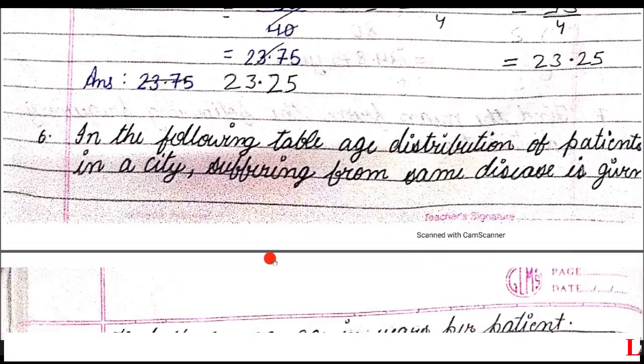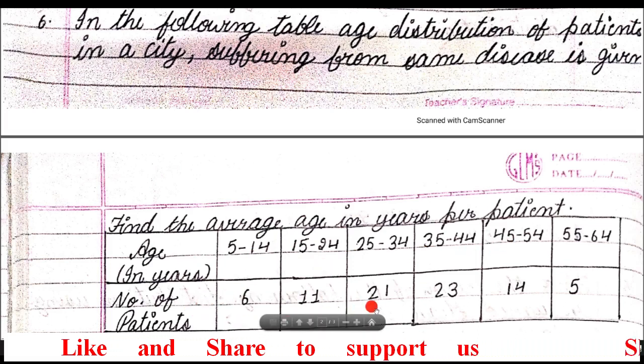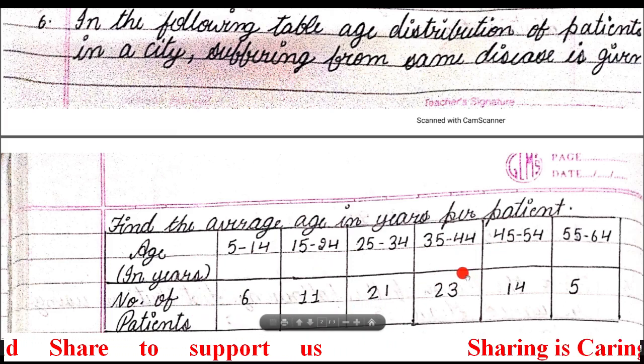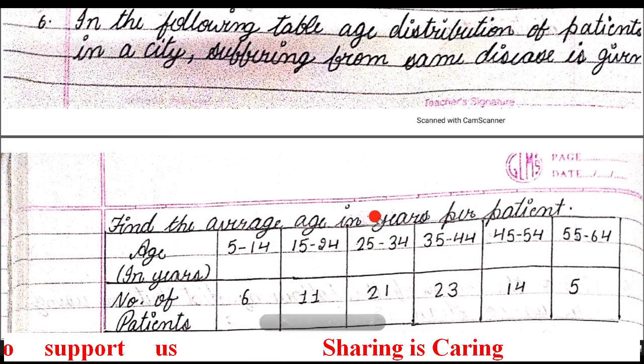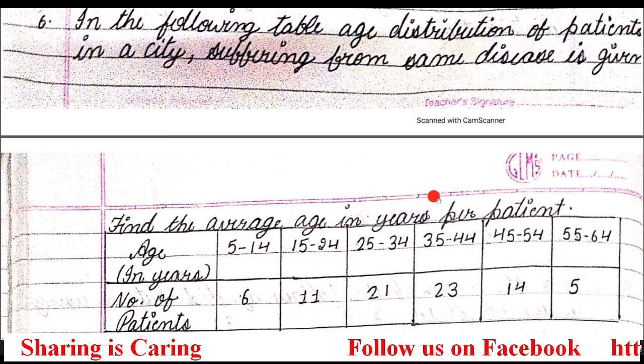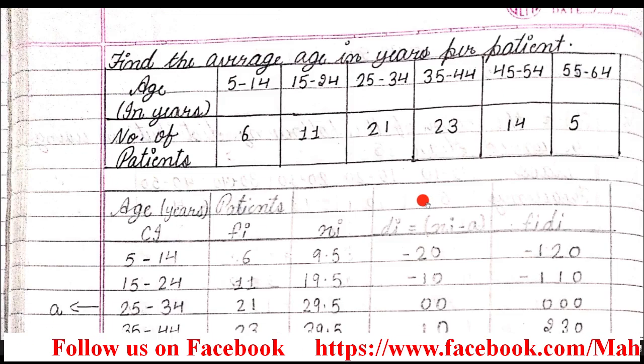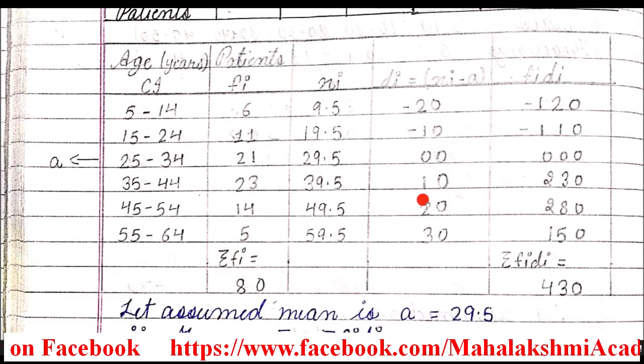Now we will move to question number 6. Here some age groups are given to us and these are the number of patients who arrived in the hospital. We have to find out the average age in years per patient. So we have to find out the average age of the patients arriving at the hospital. So we have to find the mean by the assumed mean method.